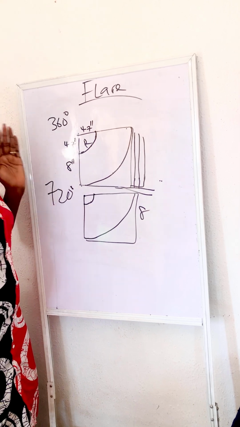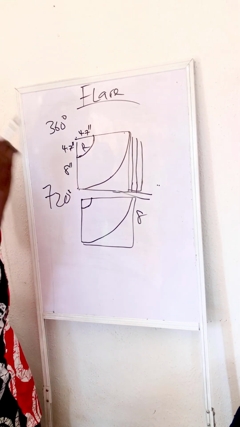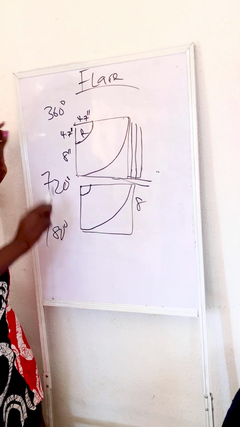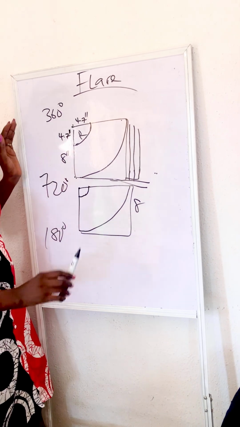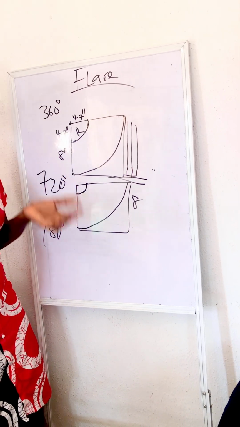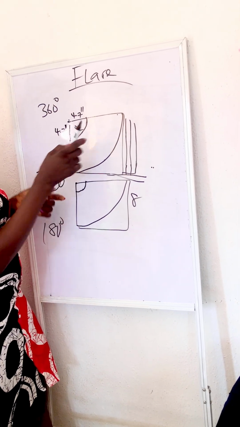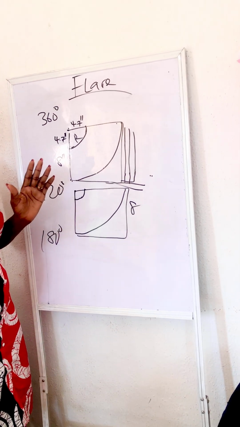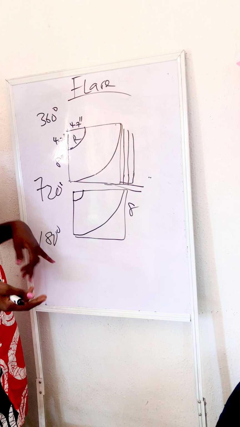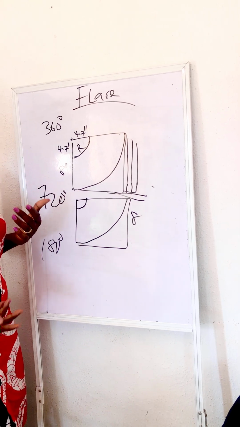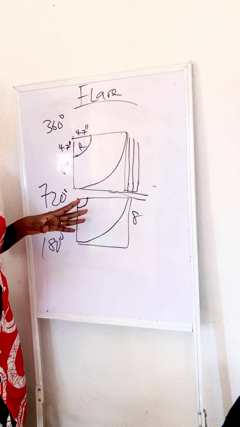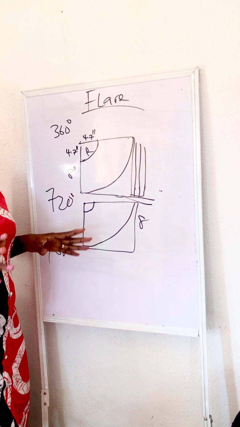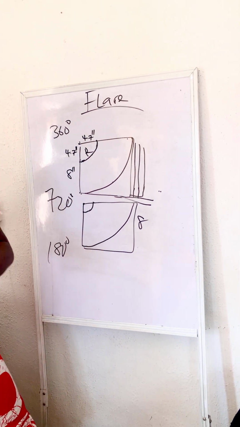Simple. In the same way, the 180-degree flare is just as simple as 360 divided by 2. You are doing this exact one divided by 2 to get your 180-degree flare. So that's it. I might still explain the 180-degree flare later. We might still work on it. But for now, do you understand this one? Or do you have any question? Let me know.